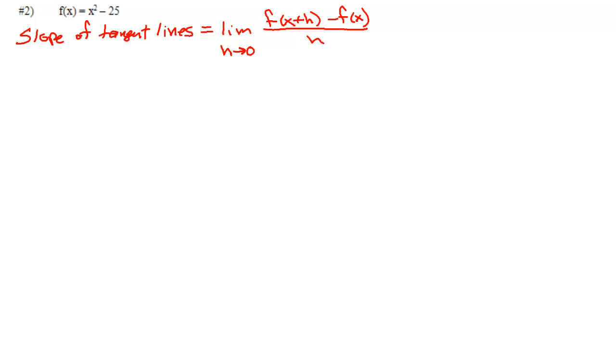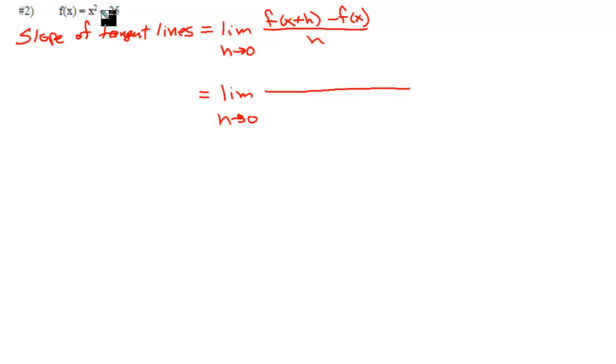Number 2 starts out the same. Every problem starts out the same. Slope of tangent lines is the limit as h approaches 0 of the one and only difference quotient. Until you evaluate the limit, you must write the limit as h approaches 0.